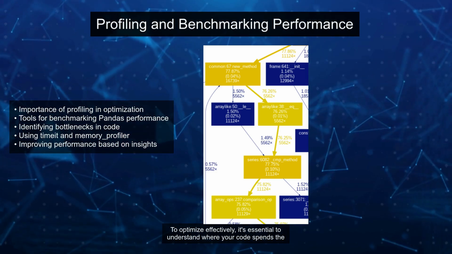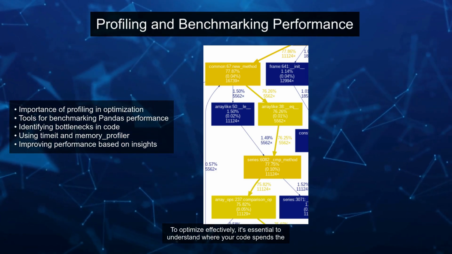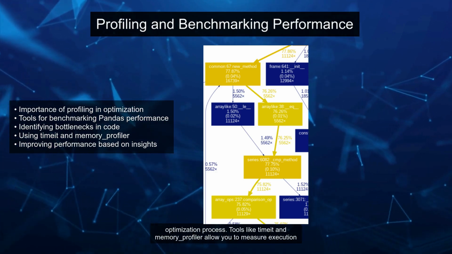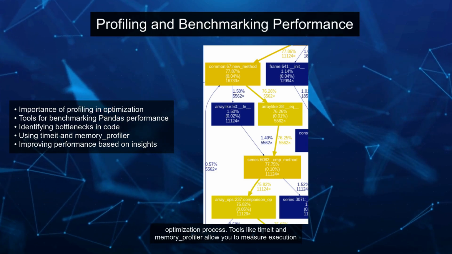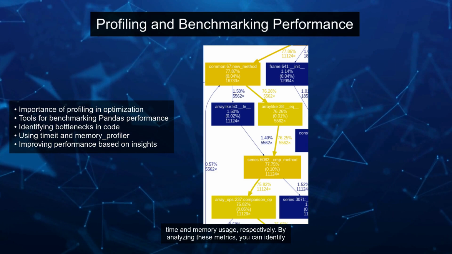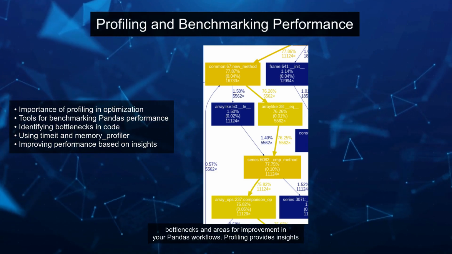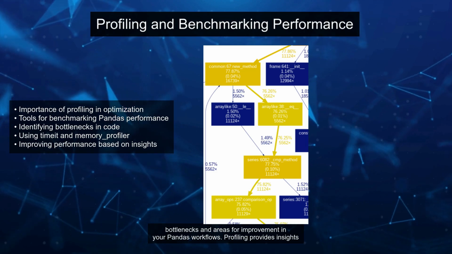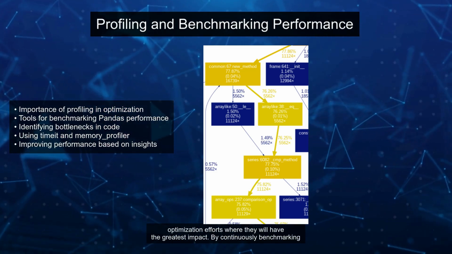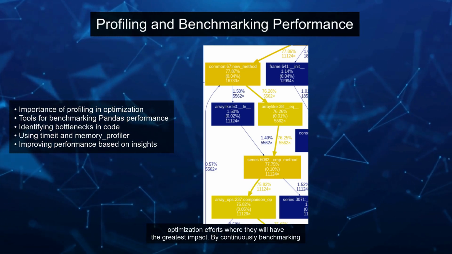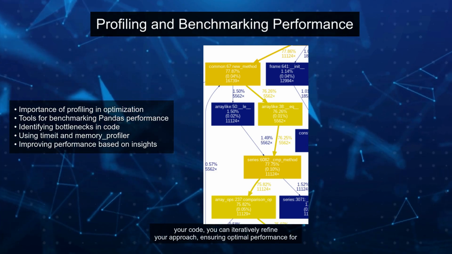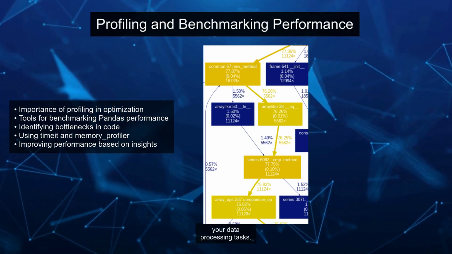To optimize effectively, it's essential to understand where your code spends the most time and memory. Profiling and benchmarking are crucial steps in the optimization process. Tools like timeit and memory_profiler allow you to measure execution time and memory usage, respectively. By analyzing these metrics, you can identify bottlenecks and areas for improvement in your Pandas workflows. Profiling provides insights into which parts of your code are inefficient, helping you focus your optimization efforts where they will have the greatest impact. By continuously benchmarking your code, you can iteratively refine your approach, ensuring optimal performance for your data processing tasks.